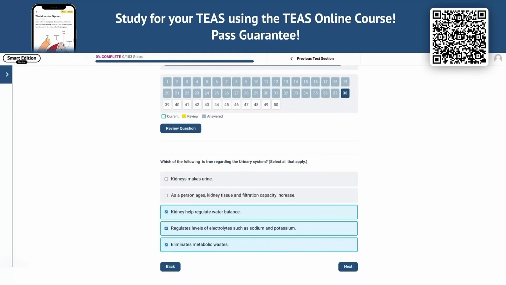So let's break this down just a little bit more. Let's start with the correct answers. Kidneys help regulate water balance. So yes, the kidneys control the amount of water in the body by adjusting how much water is reabsorbed or excreted in the urine. This helps keep a stable water balance, which is essential for maintaining blood pressure and overall hydration.